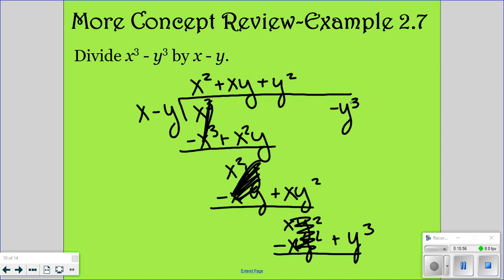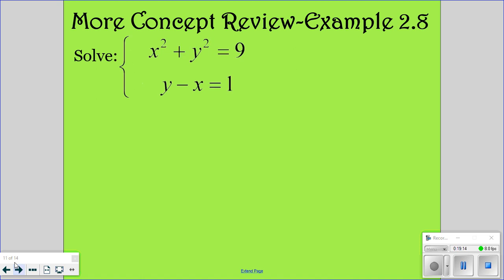And then we have negative y cubed plus y cubed. That is a 0. So we have no remainder. So that means that this up here is our answer. So that's how you would do long division using polynomials. Going to one more concept review question.